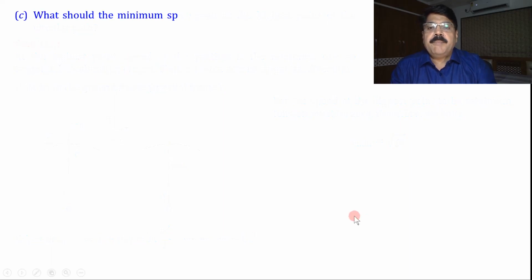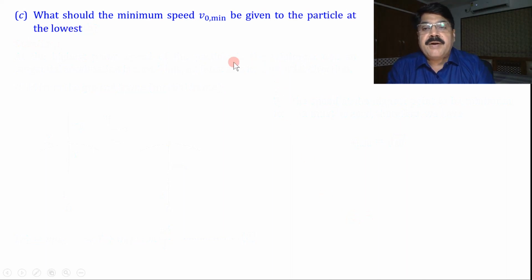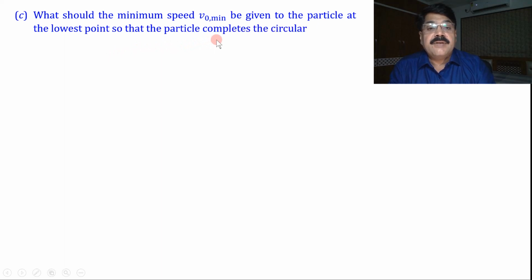What should be the minimum speed v naught min given to the particle at the lowest point, so that the particle completes the circular loop? It means now we have to explore how much minimum speed v naught min should be given to the particle at the lowest point, so that it will complete the vertical loop or circular loop. For that, one thing we have calculated: the minimum speed at the highest point is root gL. So how can we think qualitatively about the situation?